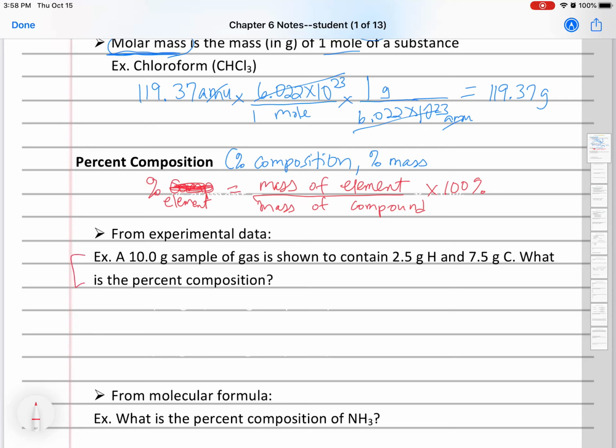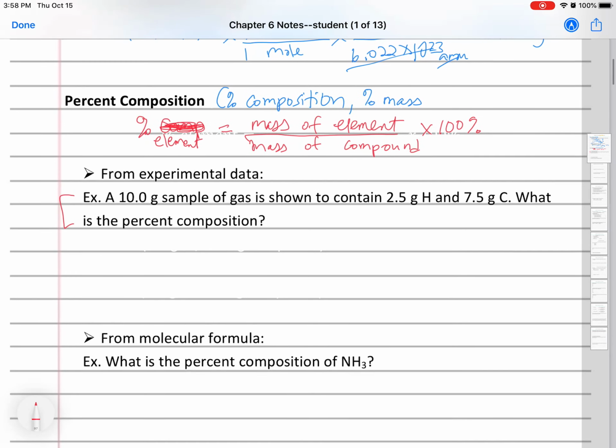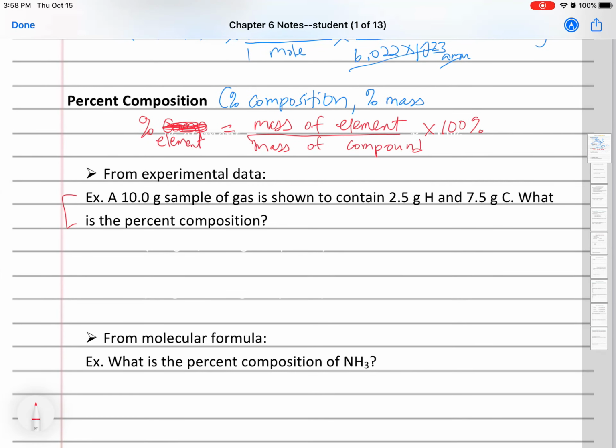So let's do this first example problem. A 10-gram sample of gas is shown to contain 2.5 grams of hydrogen and 7.5 grams of carbon. What is the percent composition? So we want to know what percent is hydrogen and what percent is carbon. So for the hydrogen, the percent hydrogen is going to be the mass of hydrogen. So the mass of hydrogen on the periodic table is 1.008 grams per mole.